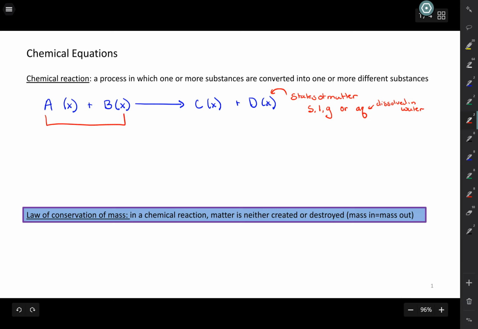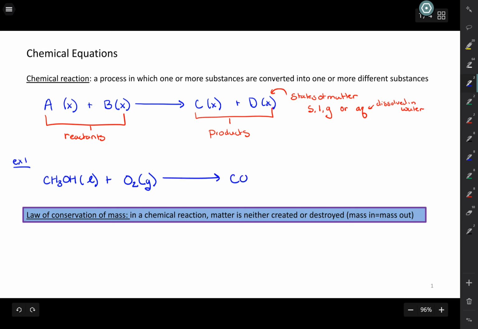On the left side are what we call the reactants. And on the right side are what we call the products. So an example of this would be the combustion of methanol. We've seen methanol before, CH3OH in a liquid form can react with gaseous oxygen, diatomic oxygen, which we've seen before, and it will form carbon dioxide gas and water in liquid form.